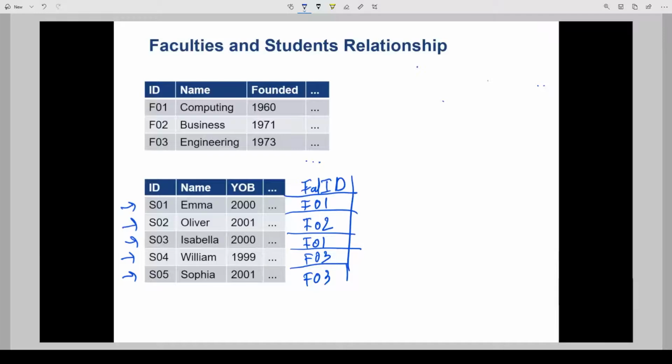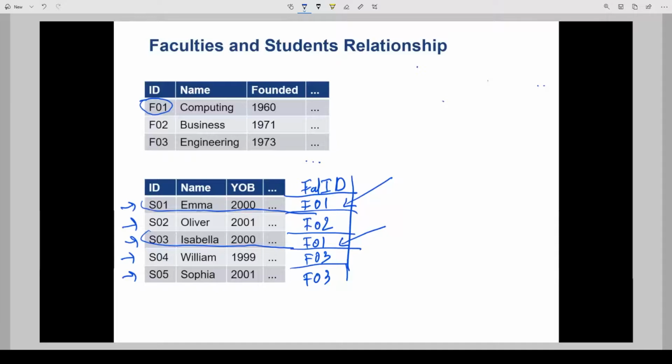We go to the final check. It means that given the faculty ID, can I retrieve all the students? So for example, given the faculty ID is F01, can I retrieve all students? This situation is Emma and Isabel. We can start from here, and we can start from here. So for faculty ID F01, we can retrieve this whole column and this whole column. So we have retrieved two students who study in computing. So we can retrieve it.